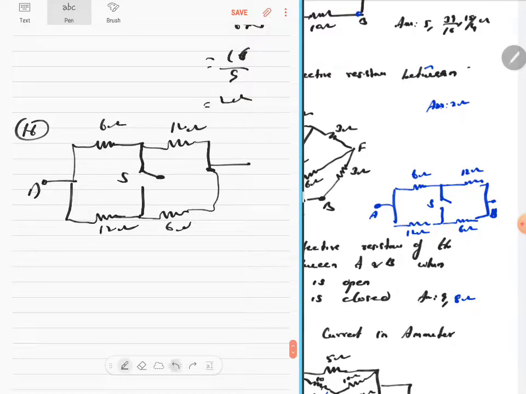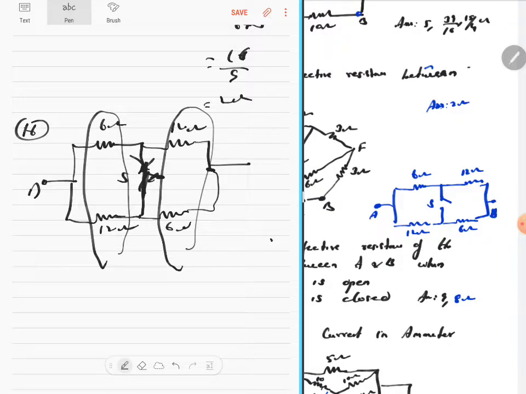But let's think of a situation where the switch is closed. The moment the switch is closed, the current will start flowing like this. So this and this itself is parallel. This and this itself is parallel, and those two will be in series. Are you clear? So it's 6 into 12 by 6 plus 12.